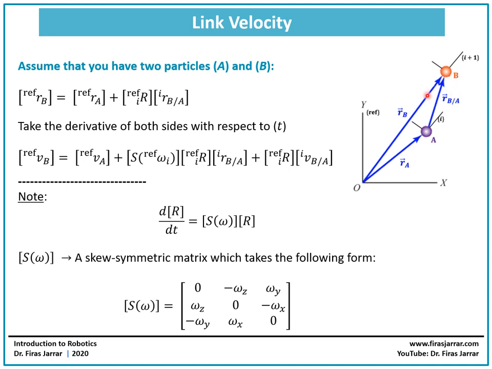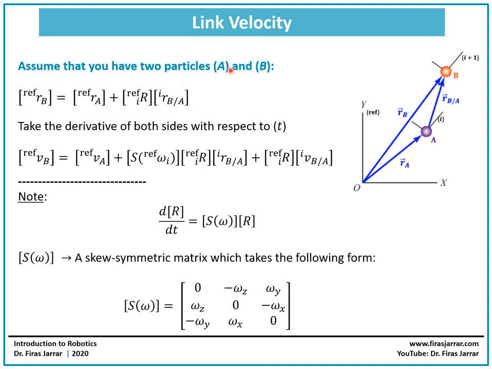However, if we want to do this summation, we have to take care that all of the three vectors should be expressed in the same reference or coordinate system. Now, let's look at the case where RA is given and expressed in terms of the reference coordinate system. However, the vector RB with respect to A is only expressed with respect to frame I. In that case, we need to do mapping of the description of this vector from frame I to the reference frame. And this is exactly what we can see in this equation.